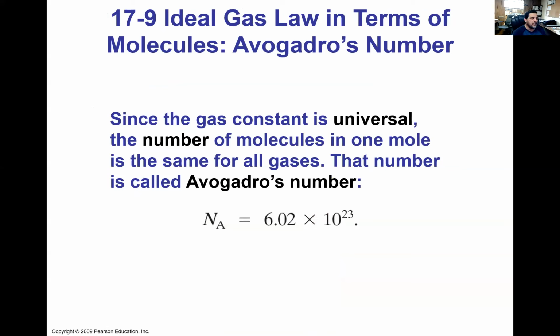Since the gas constant is universal, the number of molecules in 1 mole is the same for all gases. That number is called Avogadro's number, capital N, 6.02 times 10 to the 23rd. Avogadro's number means equal volumes of gas at the same pressure and temperature will contain an equal number of molecules. Okay, 6.02 times 10 to the 23rd, Avogadro's number.